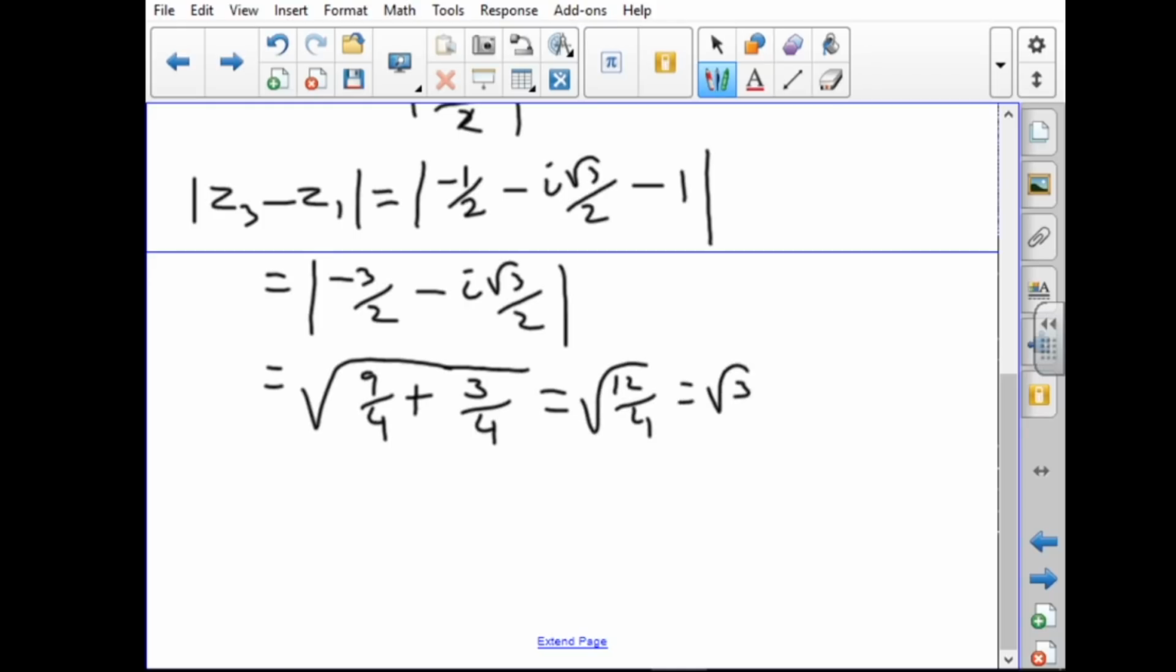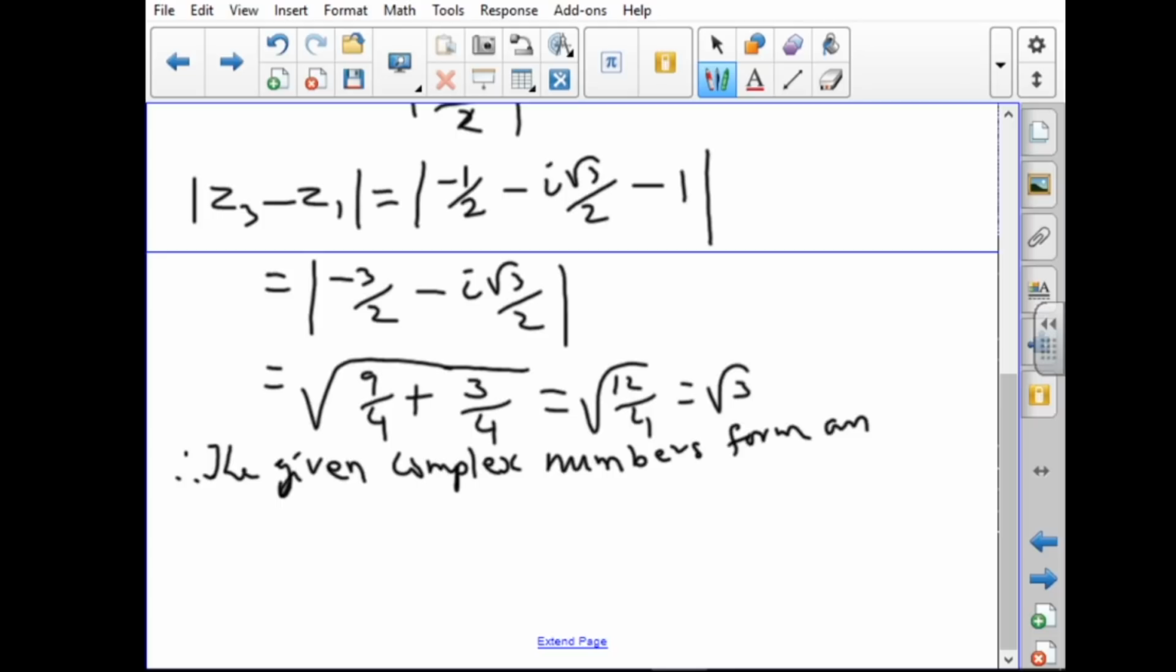Now we have seen that all three are equal. So we say that the given points form an equilateral triangle. Therefore, the given points, or the given complex numbers, form an equilateral triangle.